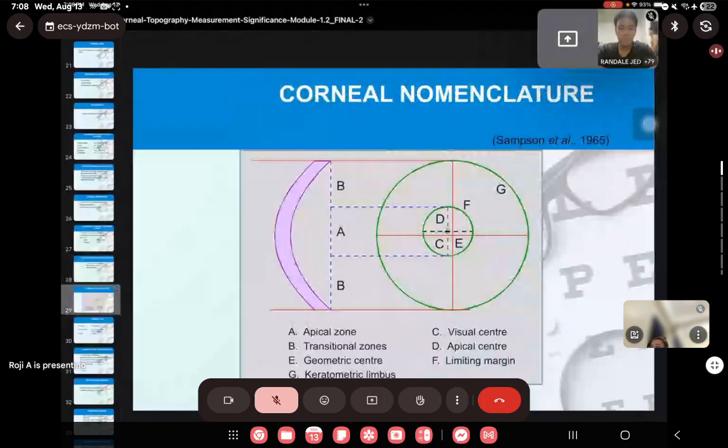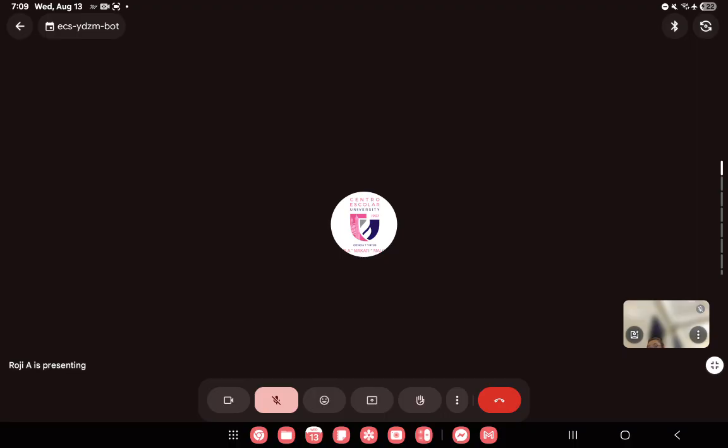So here you go. This is the nomenclature. So you have the apical zone, which is your corneal cap, the transition, and you have your geometric center. I'm sure you know your geometric center.